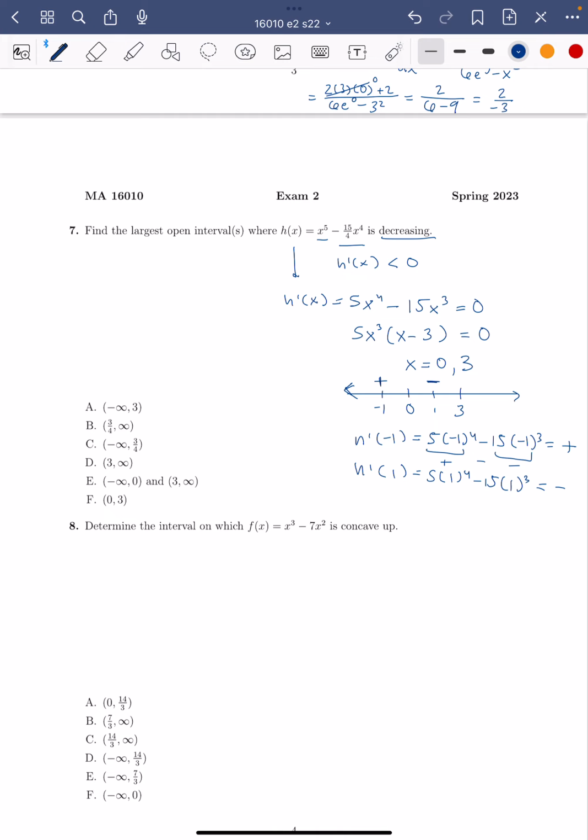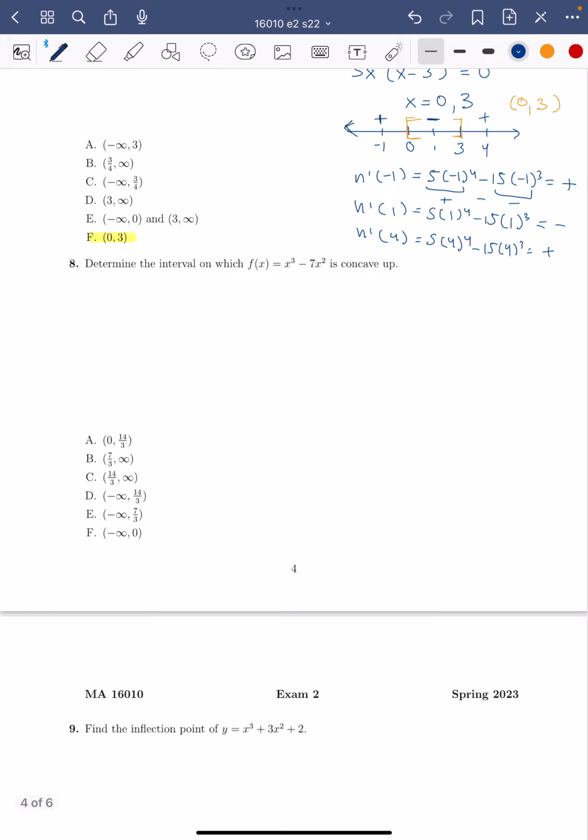And this last part right here, let's use 4 because it's right above 3. H prime of 4 equals 5 times 4 to the fourth minus 15 times 4 to the third. That gives you a positive number if you were to plug all of those numbers into your calculator. So this last portion is positive. So we can see that 0 to 3 is where h prime is less than 0, or where it's decreasing, which gives us an interval of 0 to 3, giving us an answer of F.